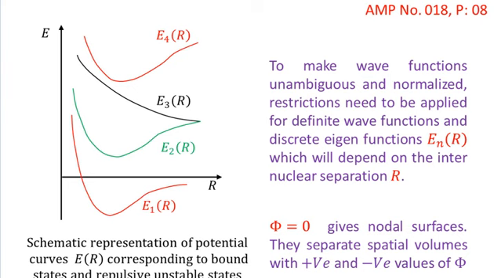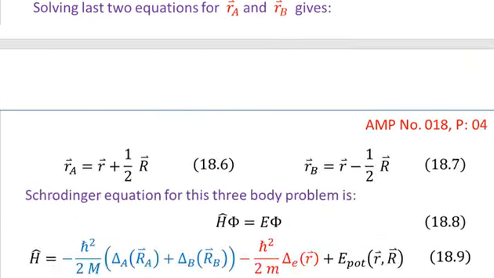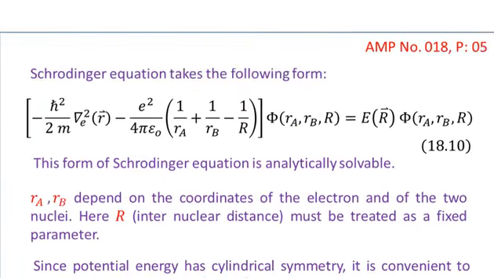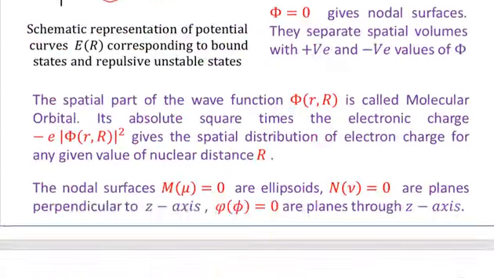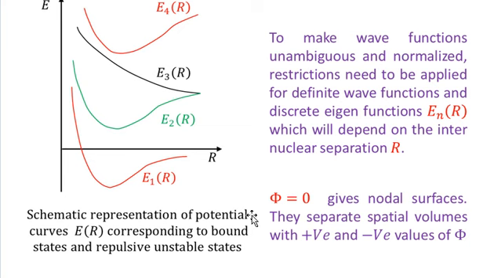You see that I have talked about the potential energy curve over here in this equation. Over here, this is the potential. This is the interaction potential energy in which the three particles are present, and we can also give its value over here. So this is the schematic presentation of potential curves E of R corresponding to bound states and repulsive unstable states.